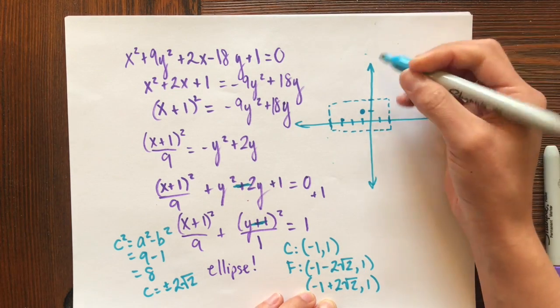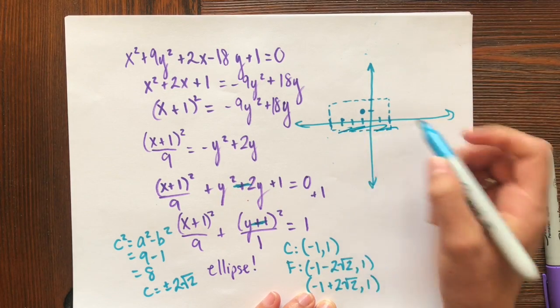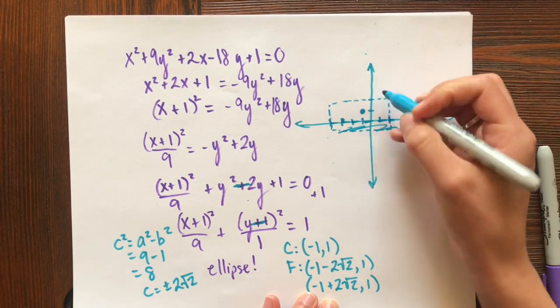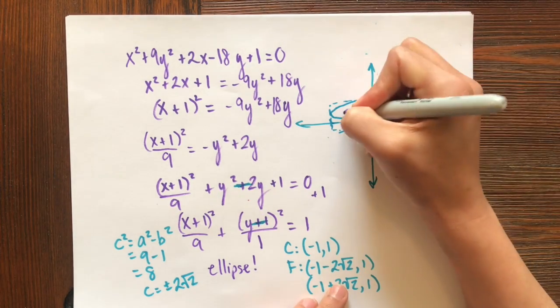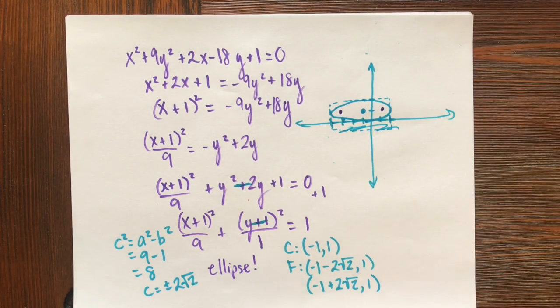Let's go ahead and draw a dotted line, just 1 away from the center. And then I draw my ellipse, and then you can kind of just roughly sketch. If you have a calculator, you can figure out exactly where they are, but you're going to roughly sketch where your foci are going to go.